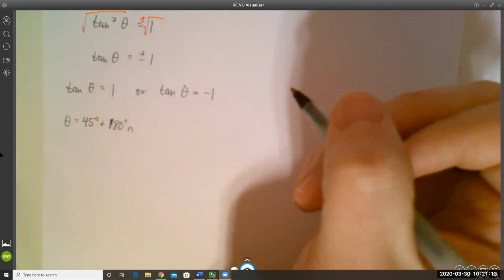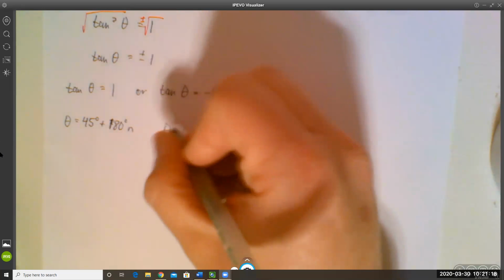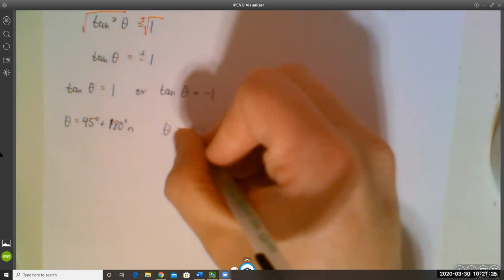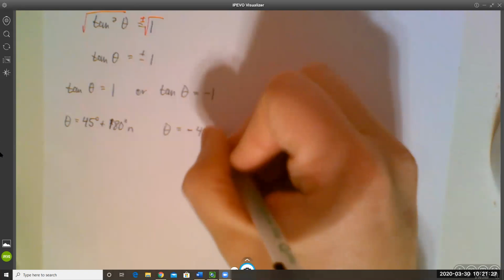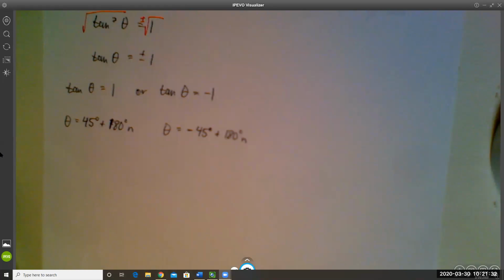Okay, for tan theta equal to -1, what's one possible value? Well, if we're thinking about tangent inverse, then tangent inverse of -1 would be -45 degrees. And again, you're going to have a solution every 180 degrees after that. So those two solutions together describe all of the possible solutions to your original equation. Okay, in this particular exercise, we're only interested in the solutions that live between 0 and 360.